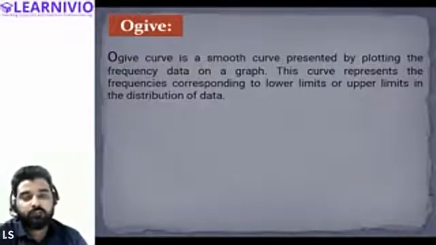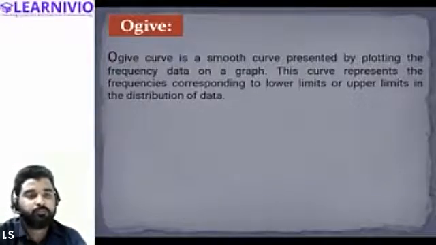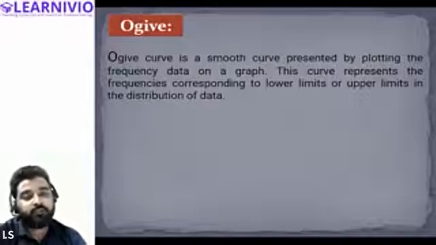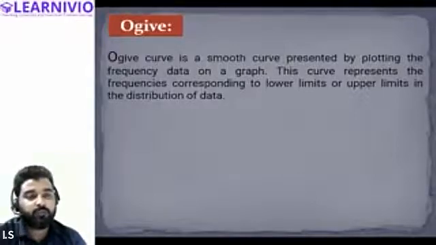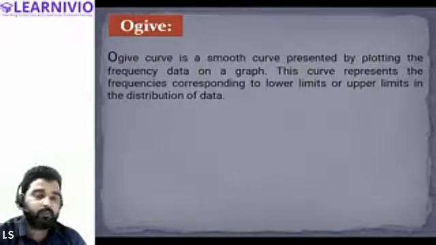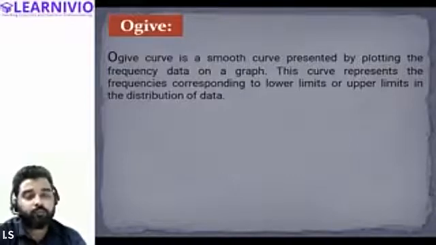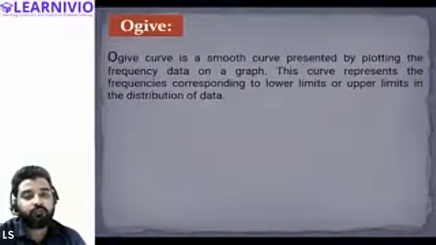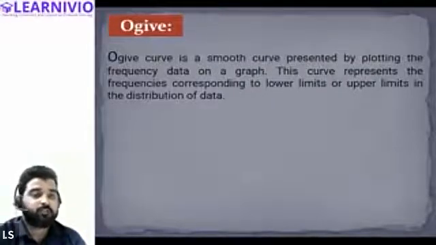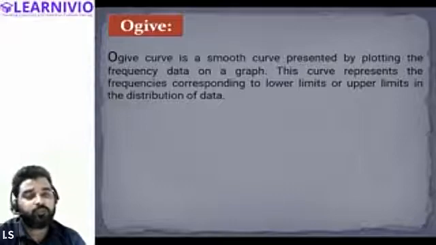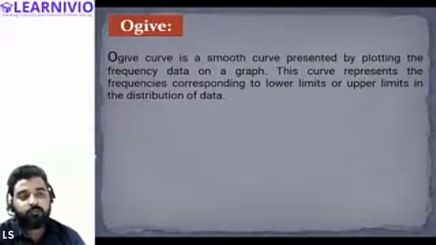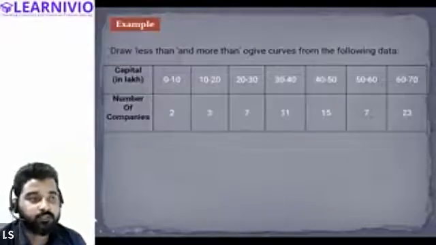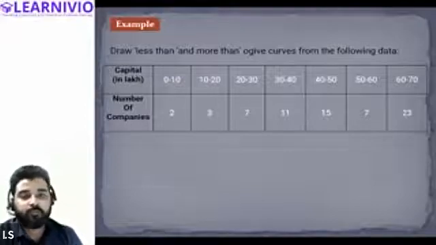So now this definition will be more clear to all of you. Ogive curve is a smooth curve, because it is drawn smoothly, basically free-handed. We do not use the scale in order to draw the Ogive. Therefore, we call it that Ogive is a smooth curve presented by plotting the frequency data on the graph. Right. And let's understand this through one more example.